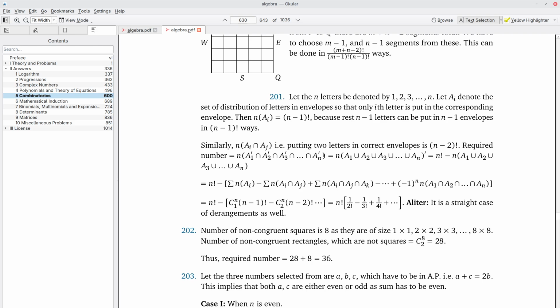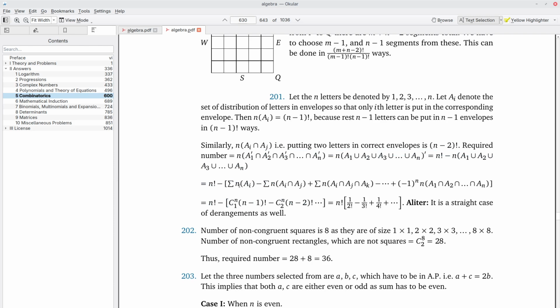Now, from set theory, we know that such a set is represented as A1 union A2 union A3 through An, and then we take the complement of that. Now, this is basically n factorial, that is the total number of ways, or you can treat it as the universal set, minus the number of A1 union A2 union up to An. Now, this number is given by sigma n(Ai), sigma n(Ai ∩ Aj), and so on.